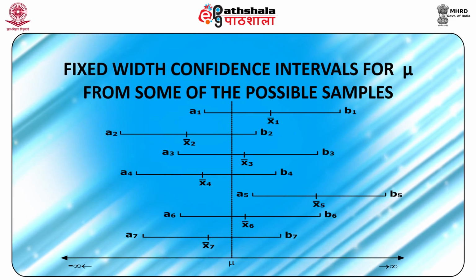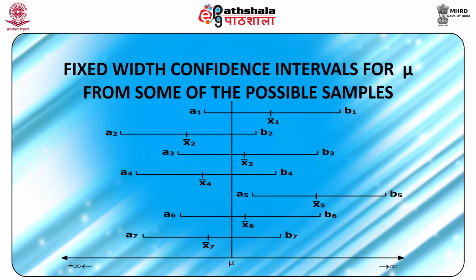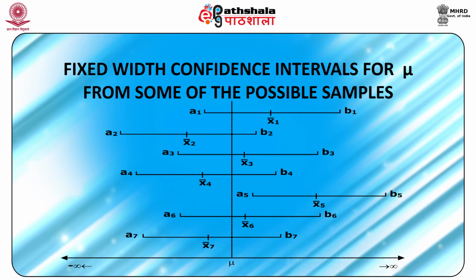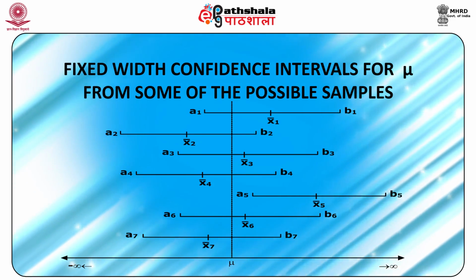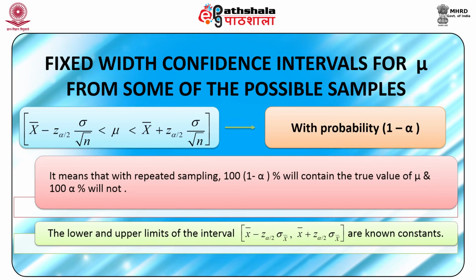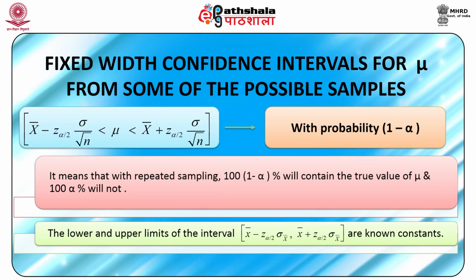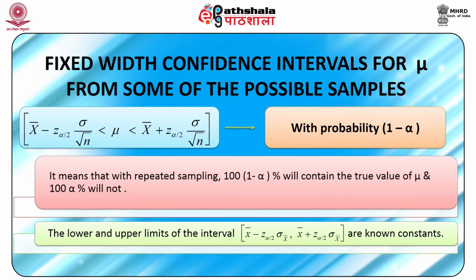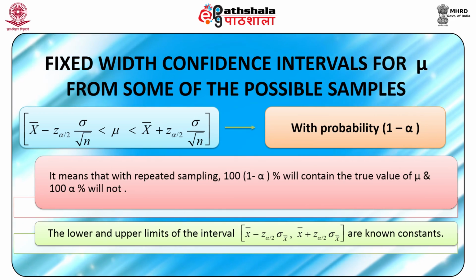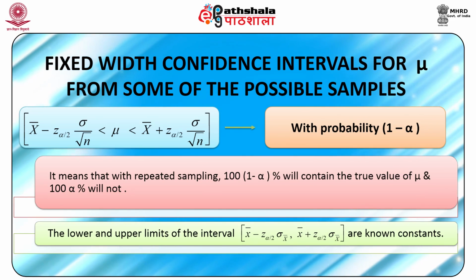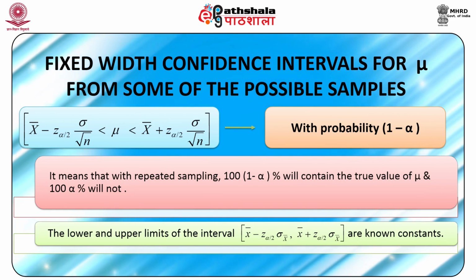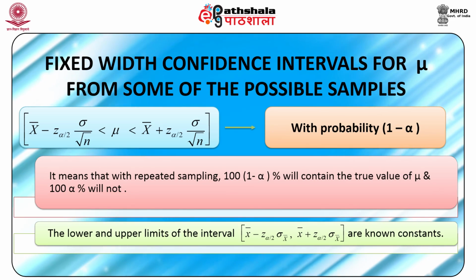So we have these fixed width confidence intervals for mu from some of the possible samples. We will find that some of the intervals are situated in such a way that the unknown mu falls within the interval, while in other cases mu lies outside the interval. For example, in this diagram you can see the interval A5 to B5 is such that mu is outside.